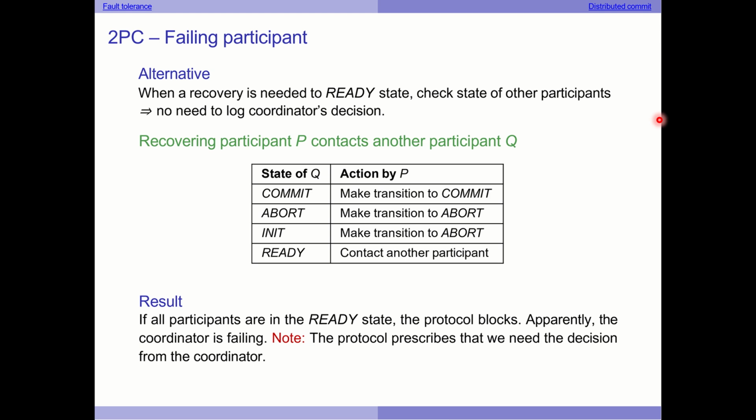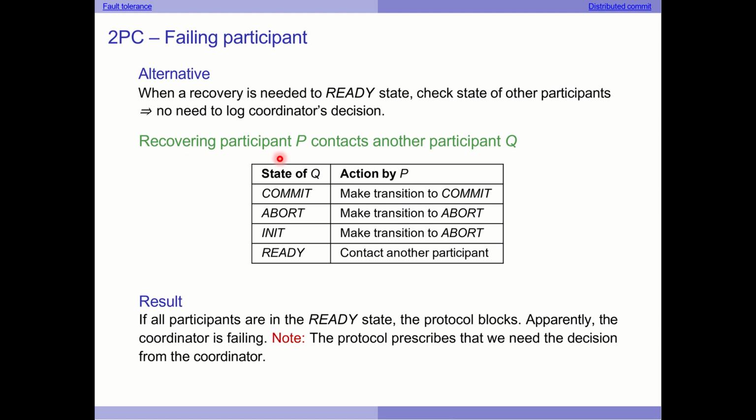There's another alternative where, when a recovery is needed in the ready state, the participant needs to check the state of other participants. Meaning the process needs to check the state of another process. There is no need to wait for the coordinator's decision, because there might be a situation where the coordinator has failed. For example, if we have two processes, P and Q.